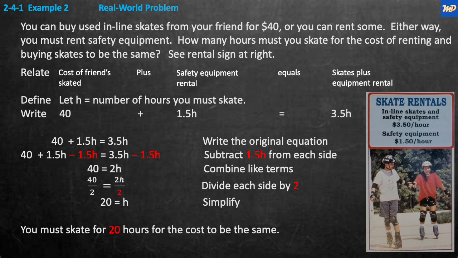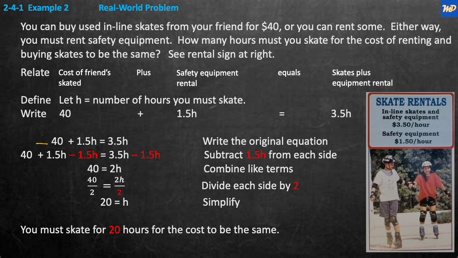So we're going to let h equal the number of hours that you must skate. Okay, and now we're going to write the equation. The cost of the friend skates was $40 plus the $1.50 per hour for the rental equipment, the safety equipment. And when is that going to be equal to the $3.50 an hour to rent and the equipment and the skates? So let's rewrite that in the form of the equation, which is 40 plus 1.5h equals 3.5h.